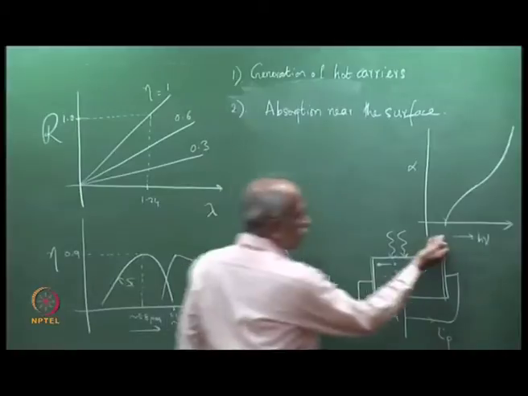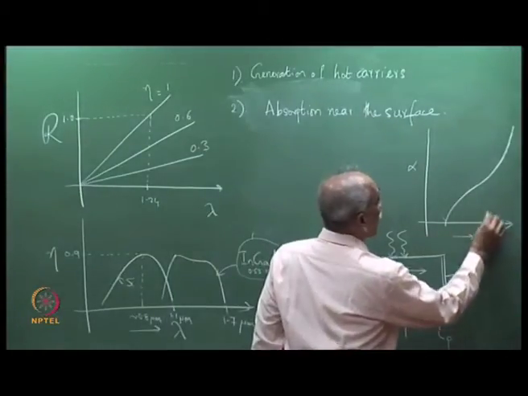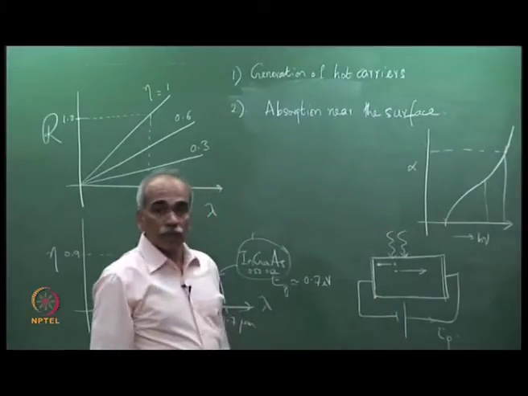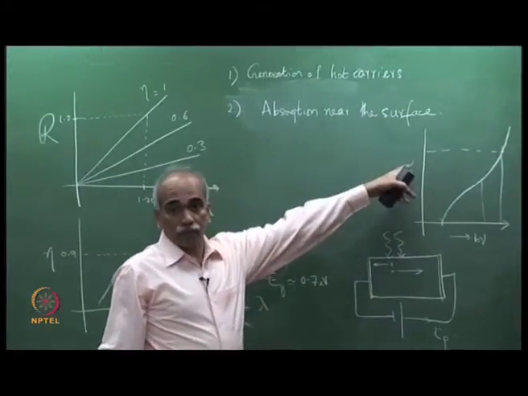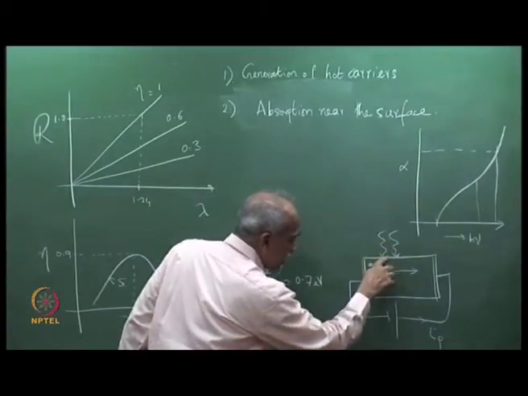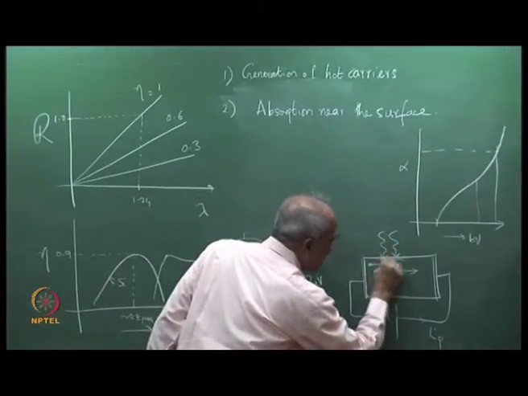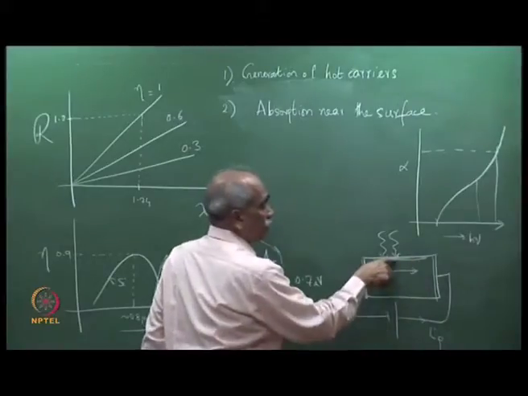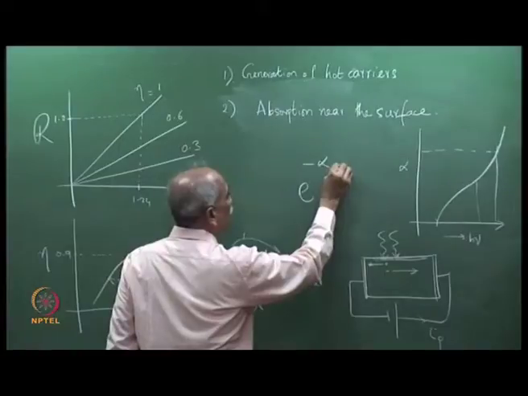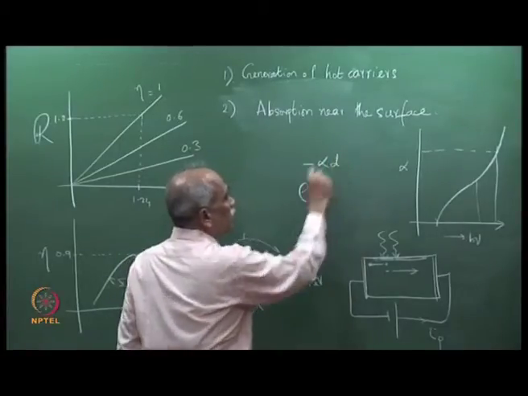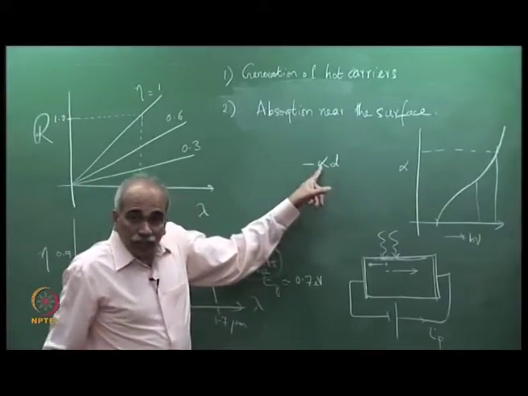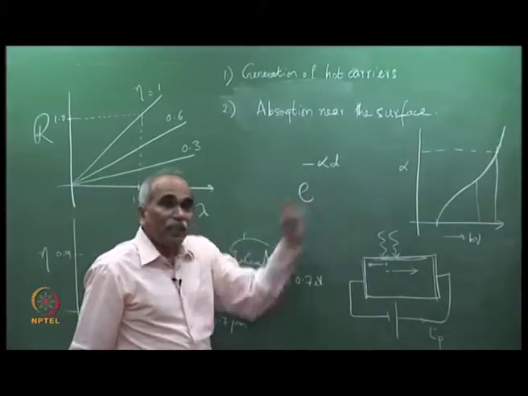So higher energy here corresponds to larger values of alpha. The absorption coefficient is very large, and therefore the photons which are incident are absorbed completely close to the surface, because absorption is given by e to the power of minus alpha into d. D is the thickness over which it is absorbed. Now if alpha is very large, then d needs to be very small.